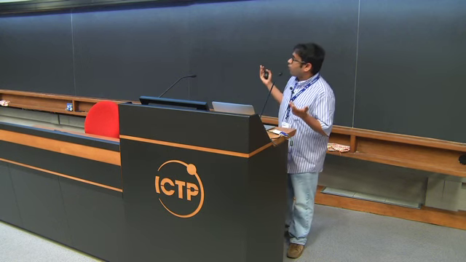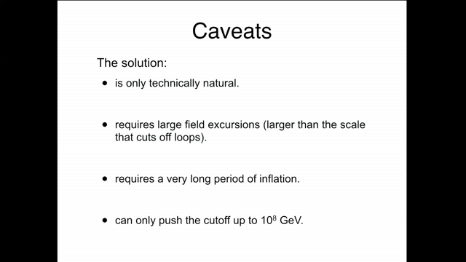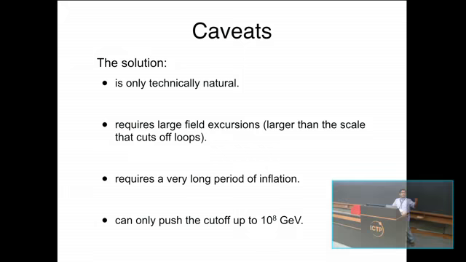Now I'll present the caveats for what the solution is so far and what it's not. The solution so far is only technically natural. There are small numbers in the problem that we will explicitly put in by hand, but these small numbers are technically natural in that we don't know of anything that radiatively makes them big. But we haven't explained where the small numbers come from. They're just technically natural numbers. The solution will require large field excursions, larger than the scale that cuts off the loops. That's an intrinsic part of our model, and we will still work in a regime where the effective field theory is valid, and we will define shortly how that happens.